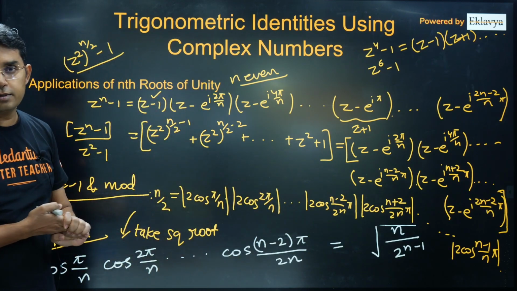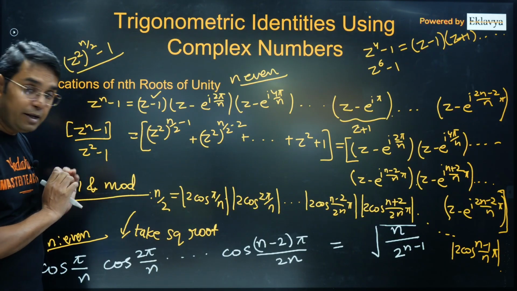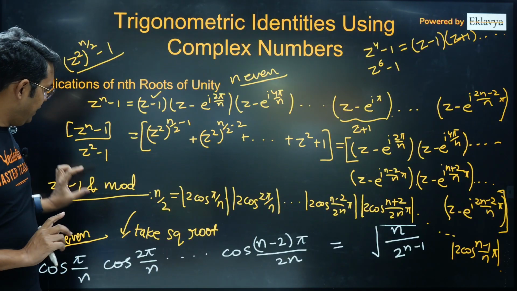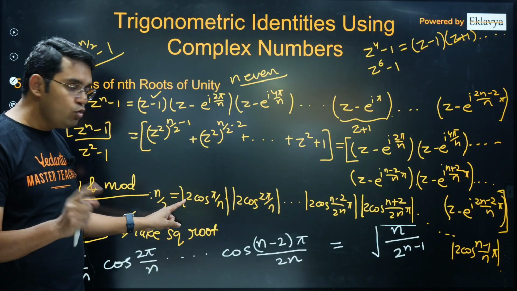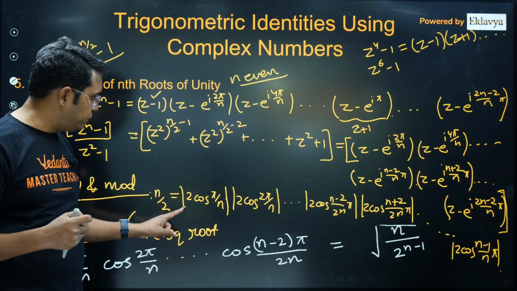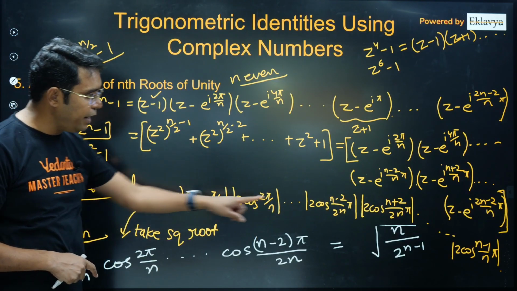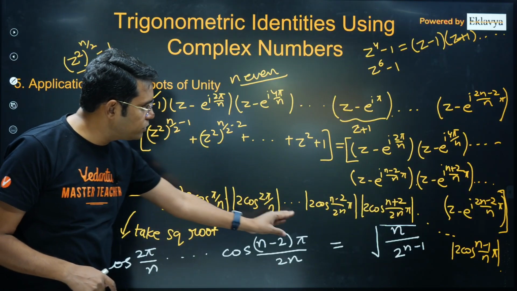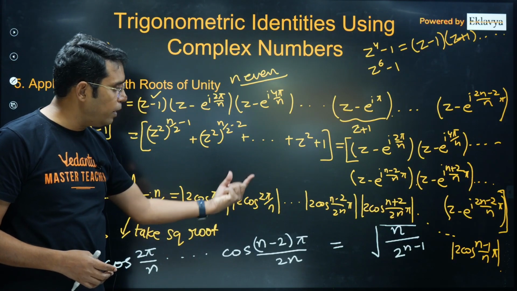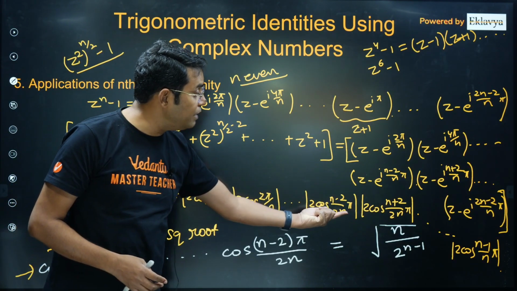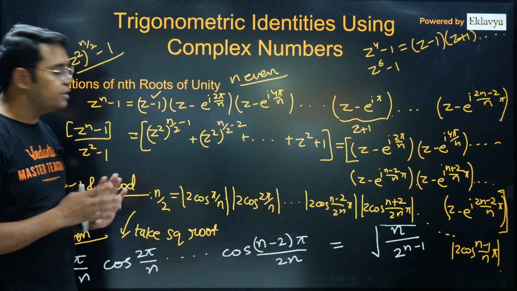I would have written one step also, but I hope that is fine. After doing this step, what I am going to do, I am taking 2 common, that is coming n minus 2 times. So 2 power n minus 2 going that side will give you n upon 2 power n minus 1. And all these terms are actually cos square pi by n, cos square 2 pi by n, and so on, cos square n minus 2 upon 2n into pi. So that is how this is coming.